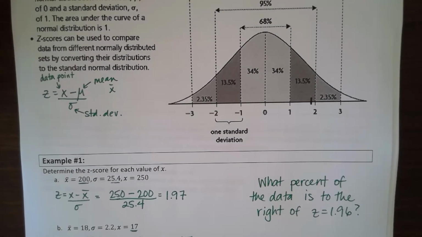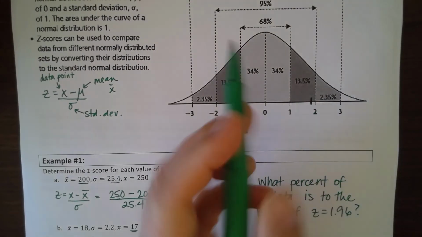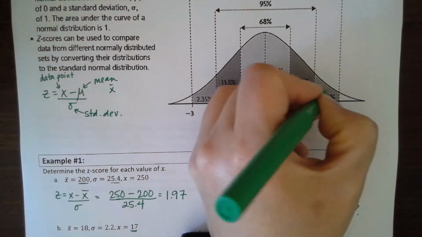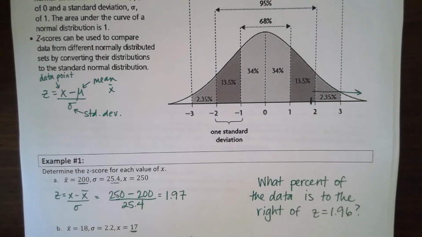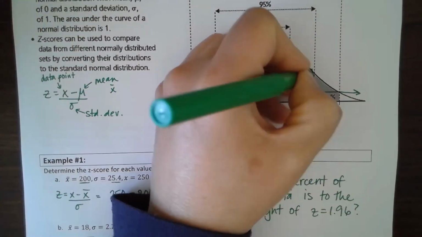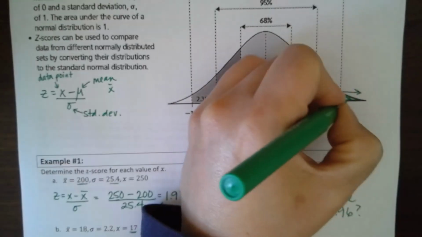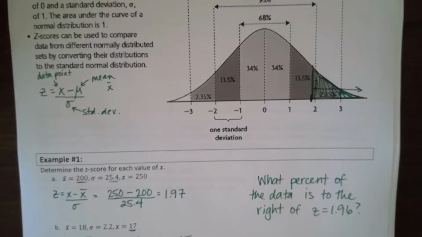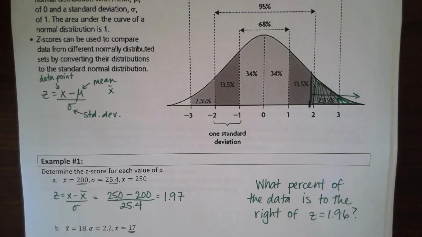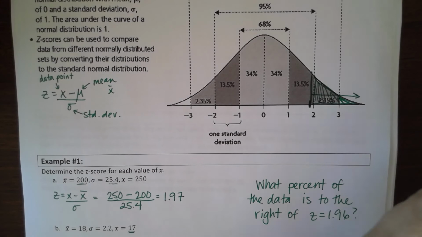Okay, so what percent of the data is to the right, meaning above that. So from this part of the curve, it's asking how much data is in that part of the curve. Well, how do we figure that out? We have a table that will help us. Some calculators and some programs have this programmed into them. We're just going to use a good old-fashioned table.